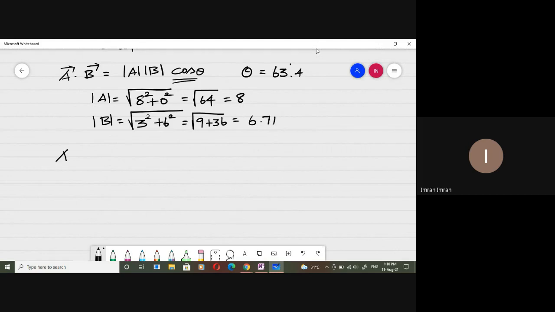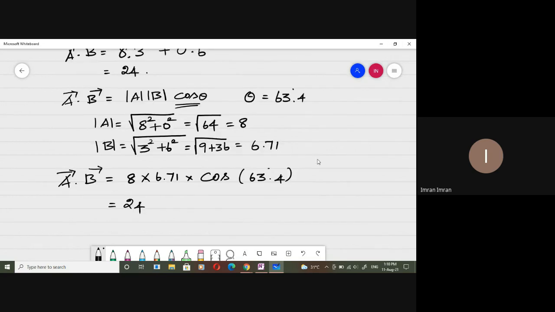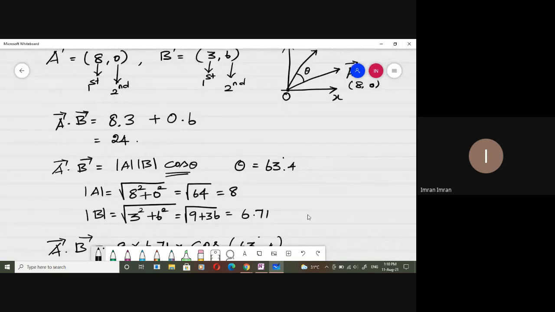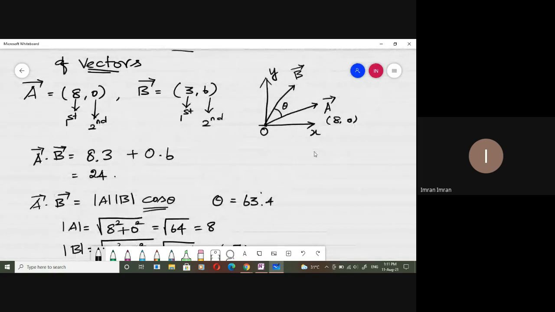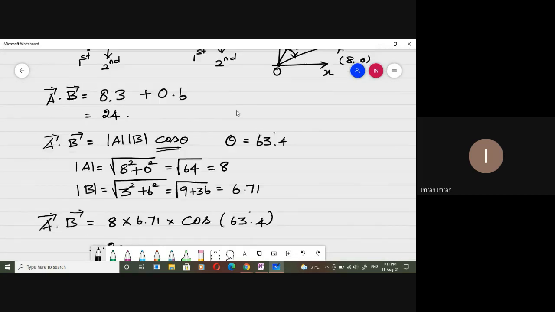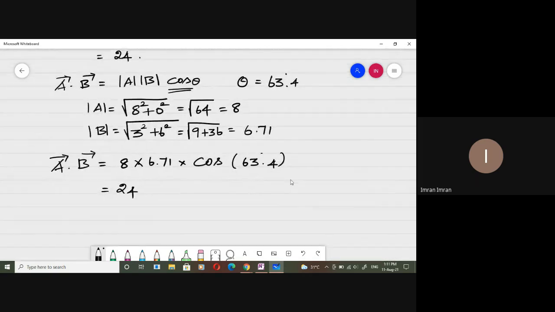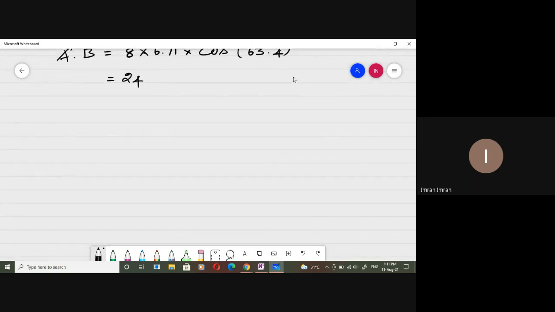So dot product of A vector into B vector is 8 into 6.71 into cos theta. Cos of theta is 63 degree point 4, which is equal to 24. In both ways we get the same answer. But in the second method, we need to know the angle between the two vectors. But in the first method, we do not need the angle between the two vectors. This is the process of dot product.